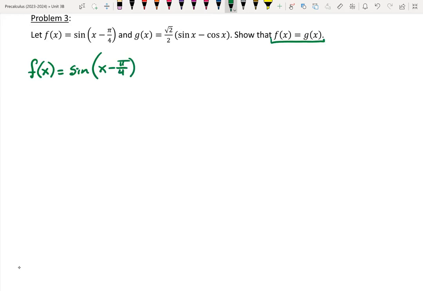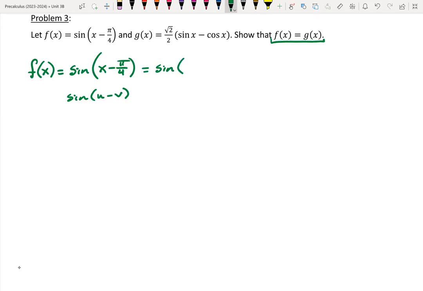x minus pi over 4. Do we have a difference problem like we've been looking at? Sum or difference here? Similar, not exactly the same, but would this be a sine of u minus v? Yeah. So can I utilize the sine of u minus v formula? Yes, we can. All right, how does that go? Sine of u minus v for this particular problem. What would I start with?